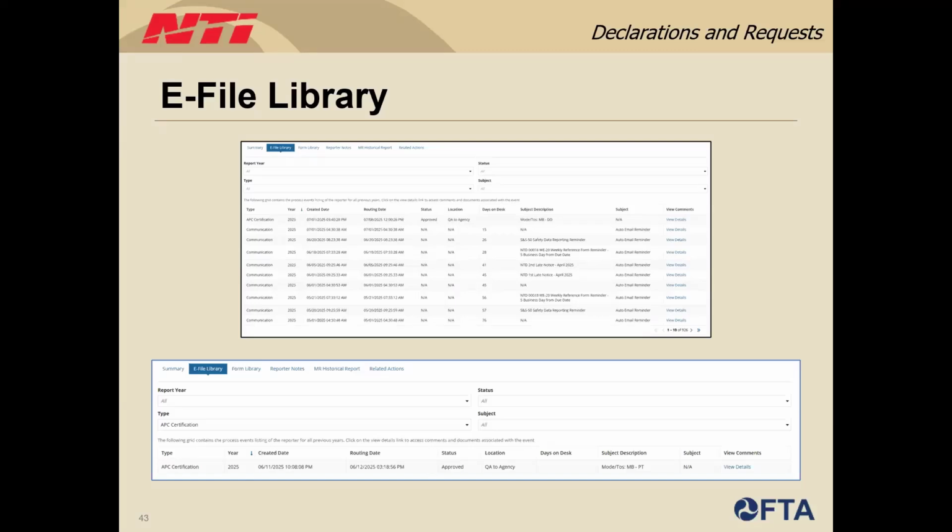If I'm looking for the status of the APC certification or any other requests, I would look at the status column of the e-file library. In our example, the first APC certification in the screenshot provides the information that this has been approved, and the location even tells me that our quality assurance team has provided this information about the approval back to the agency. This was most likely in the form of an automated email from the NTD system about their APC certification.